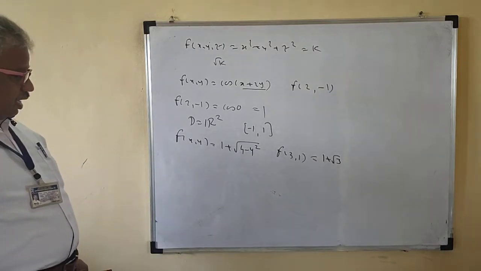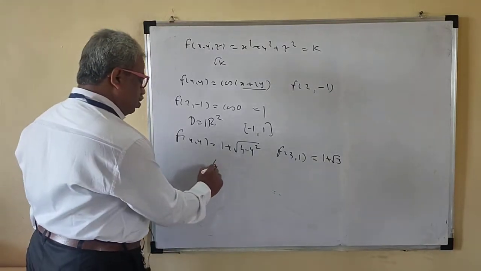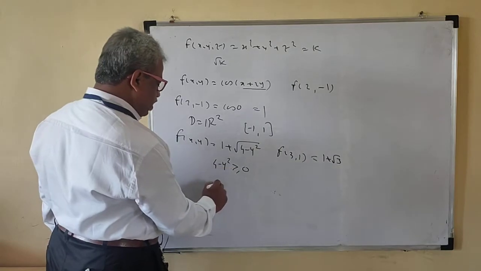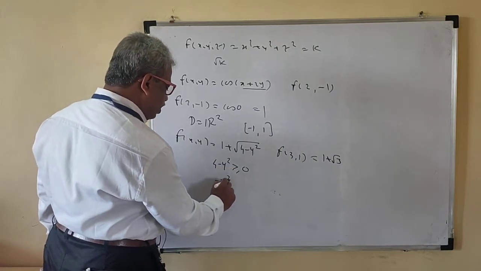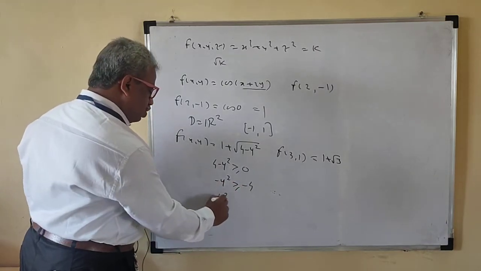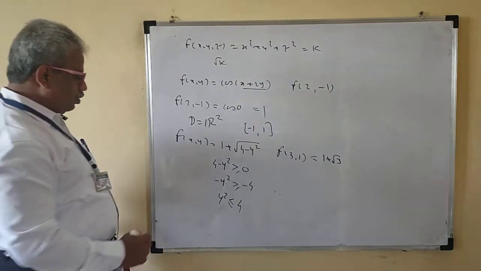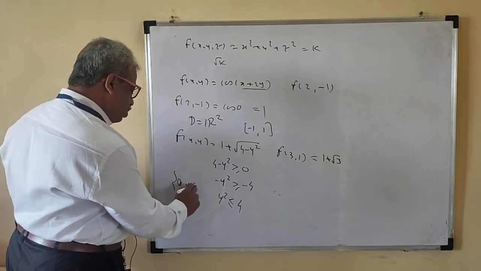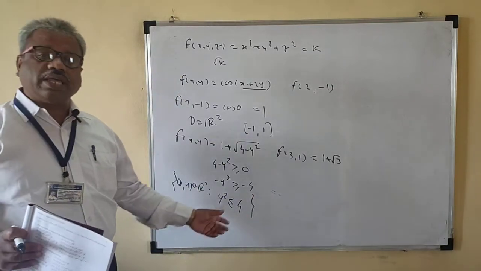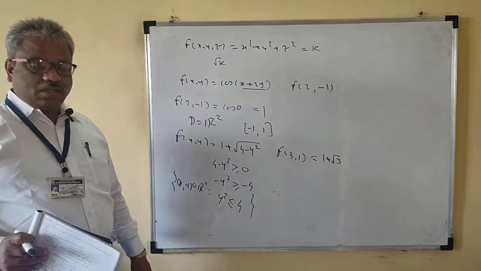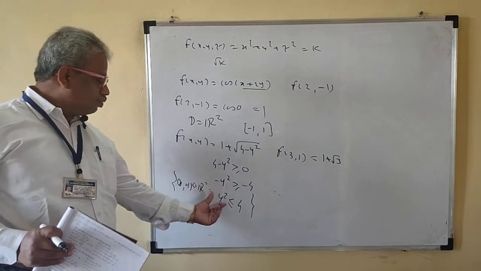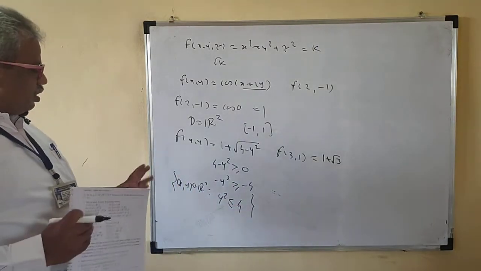Now what are the domain and the range? First we will find the domain. So the domain is what? 4 minus y square is greater than or equal to 0. Right. So that means if you shift the 4 to that side, it becomes minus 4, and changing the sign, the inequality is reversed. So this is (x, y) belongs to R2 such that y square is less than or equal to 4. There is no restriction on x. For the domain, it should be a subset of R2, so we have to write (x, y) belongs to R2 such that y square is less than or equal to 4. There is no restriction on x here. So this will be the domain.